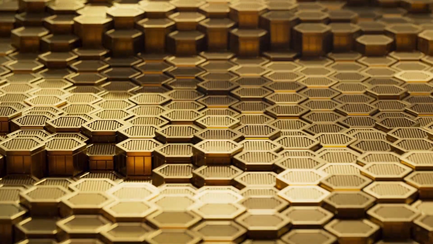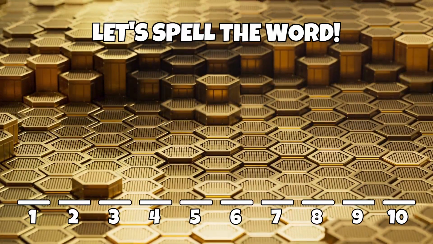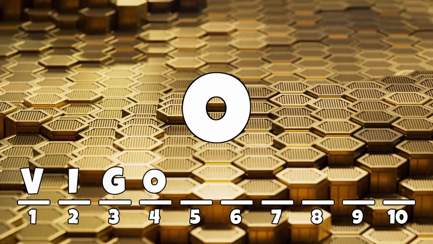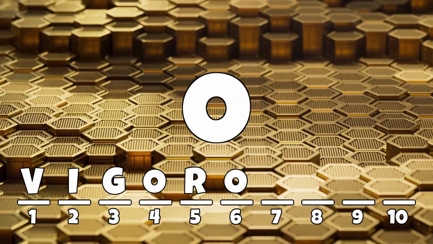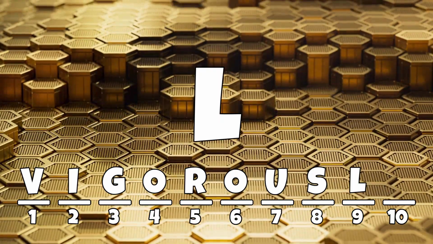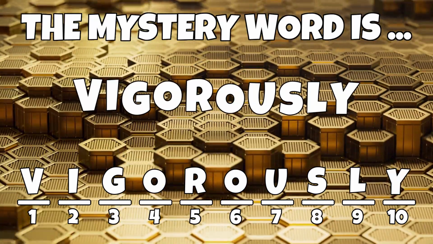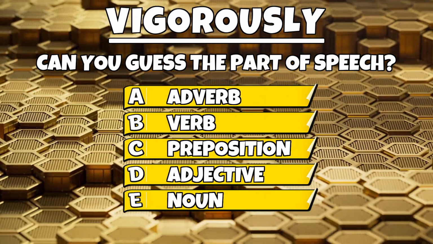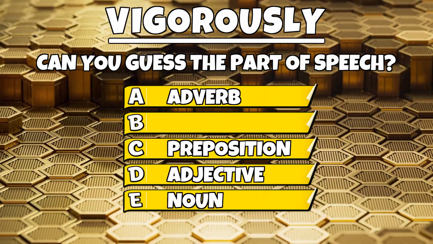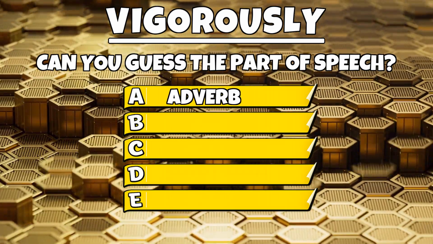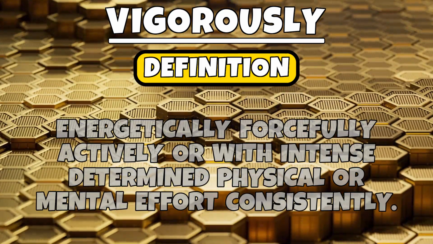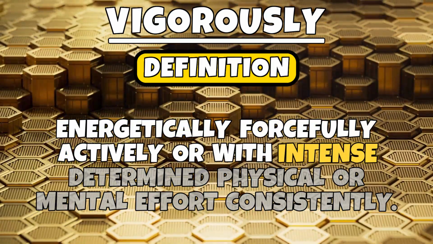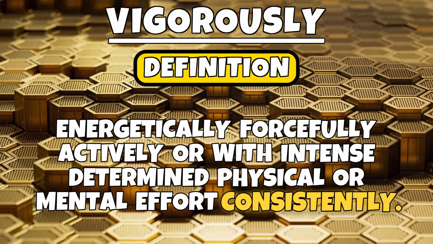I'm thinking of a word that is 10 letters long. Let's spell the word. V-I-G-O-R-O-U-S-L-Y. The 10-letter word I was thinking of was vigorously. Can you guess what part of speech vigorously is? Vigorously is an adverb. Here is what the word vigorously means. Energetically, forcefully, actively, or with intense determined physical or mental effort consistently.